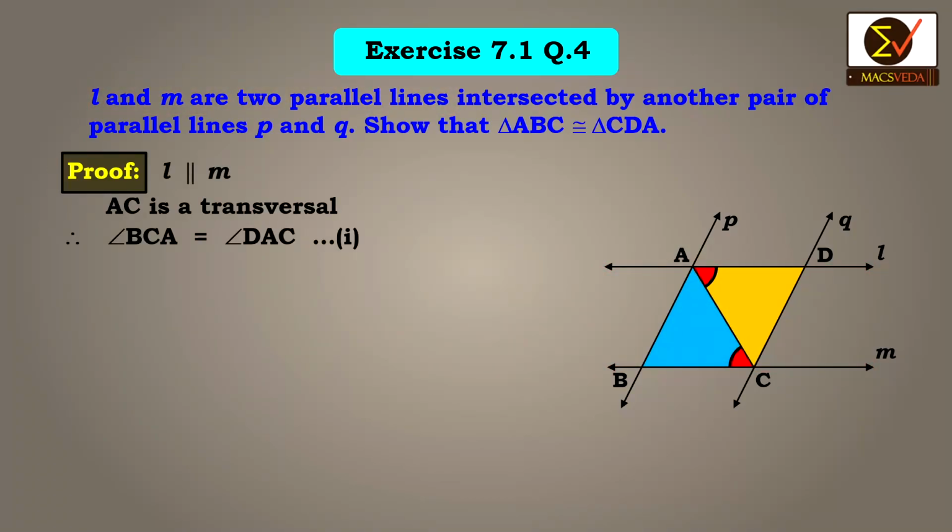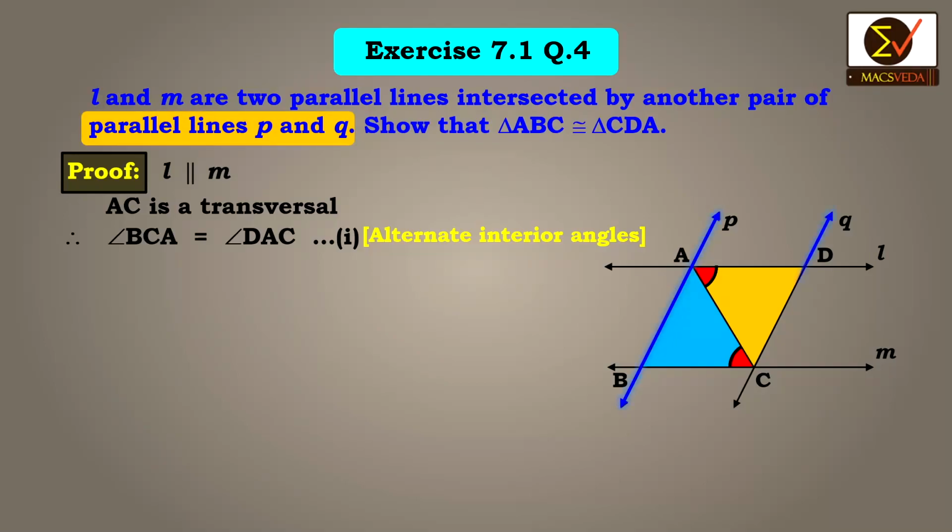So, angle BCA is equal to angle DAC. These are alternate interior angles made by the transversal, which is intersecting two parallel lines. Therefore, angle BCA and angle DAC are equal.